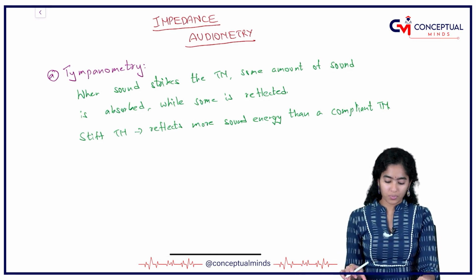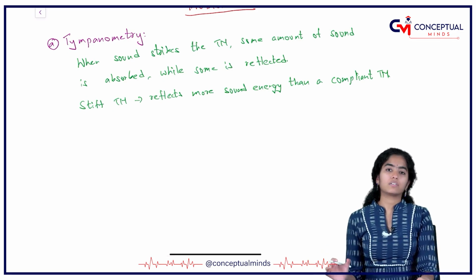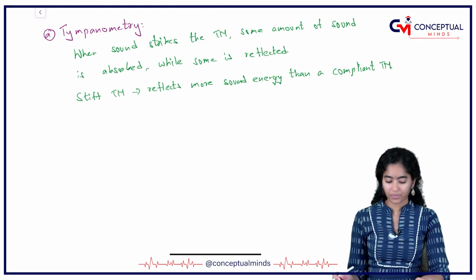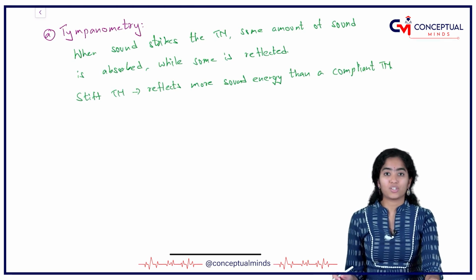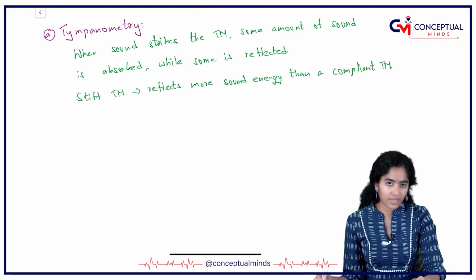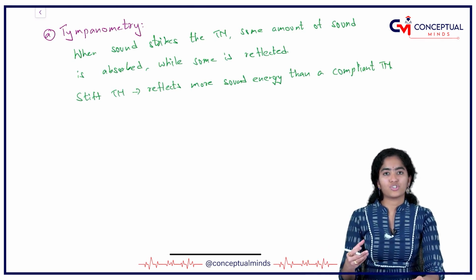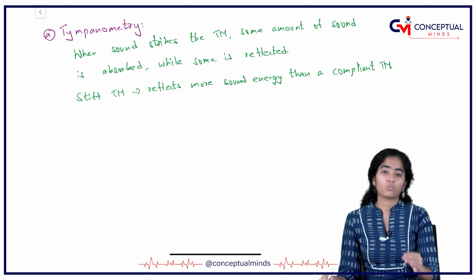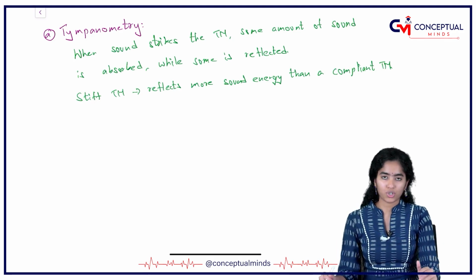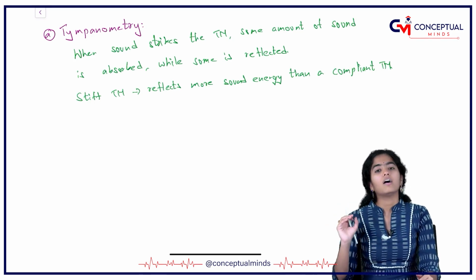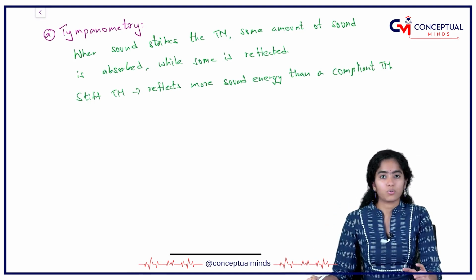So how we do this procedure is, we have to seal the external auditory canal and then bring about pressure changes in the external auditory canal and then measure the sound energy that is reflected. What is being absorbed we cannot measure, but what is being reflected we can measure, those sound energies, those sound vibrations.